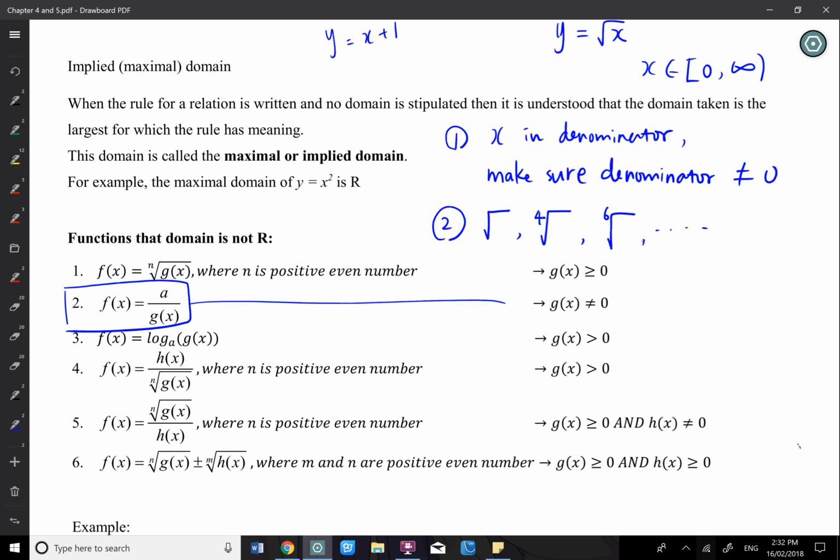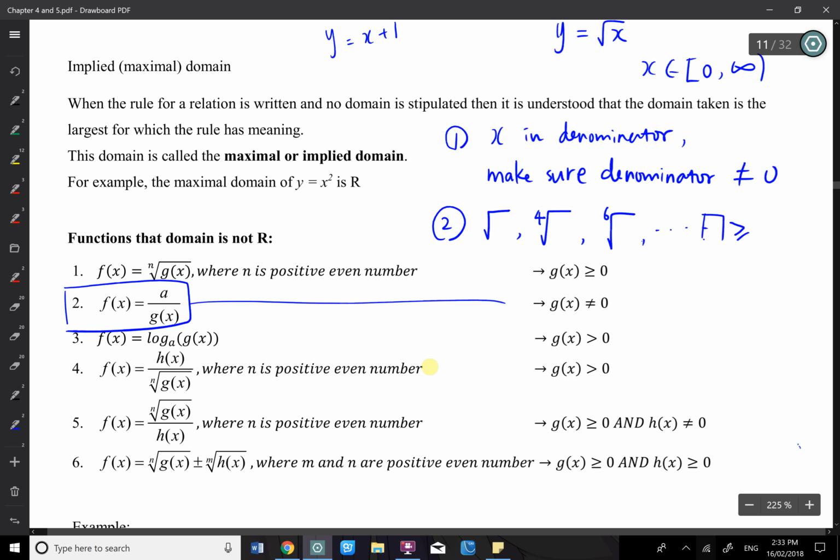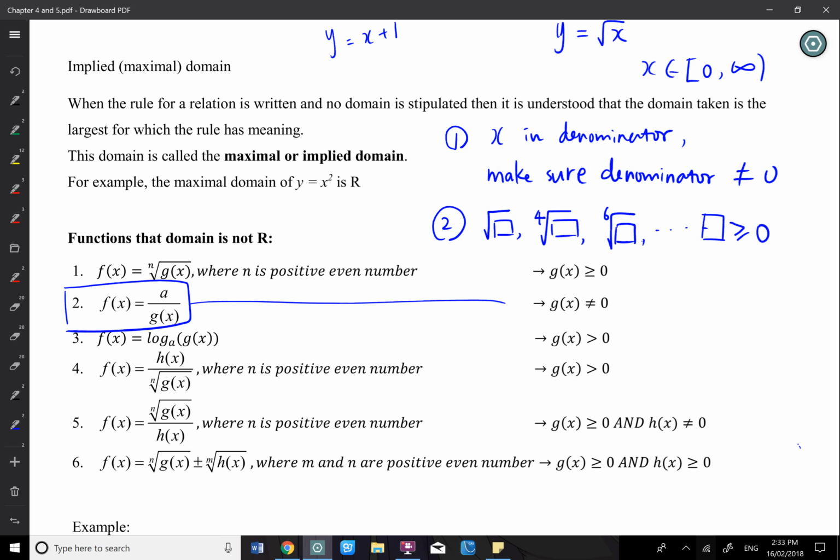For this kind of root, if we have x in it, we need the inside to be greater than or equal to 0. The inside can be a single x, it can be 2x plus 2, it can be 3x minus 1. The thing under the square root needs to be greater than or equal to 0. Doesn't that apply to odd roots as well? No, odd roots can be negative. Cube root of -8 is -2, because -2 times -2 times -2 gives you -8. It only applies to even roots.